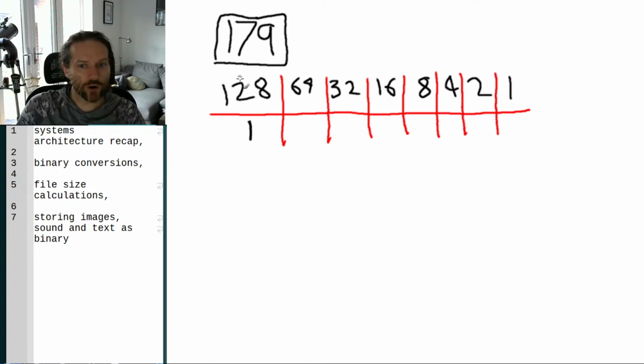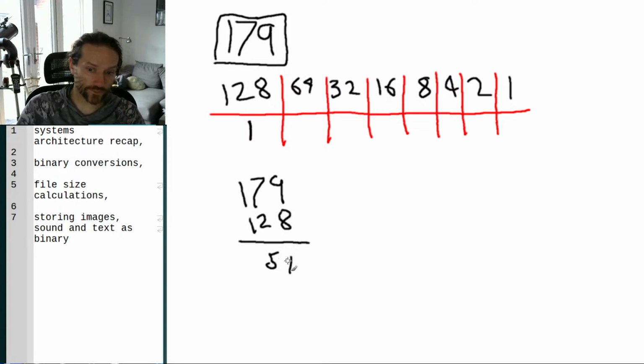Now, because we wrote a 1 in this column, we then have to subtract 128 from 179. So we've got 179 here. If we subtract 128 from that number, we end up with 9 minus 8 is 1, 7 minus 2 is 5, and 1 minus 1 is 0. So we've got 51.